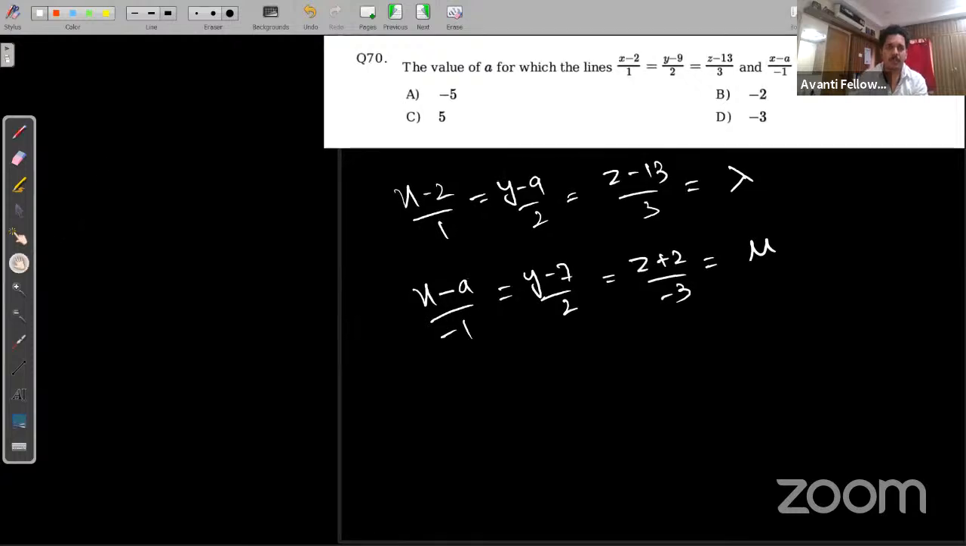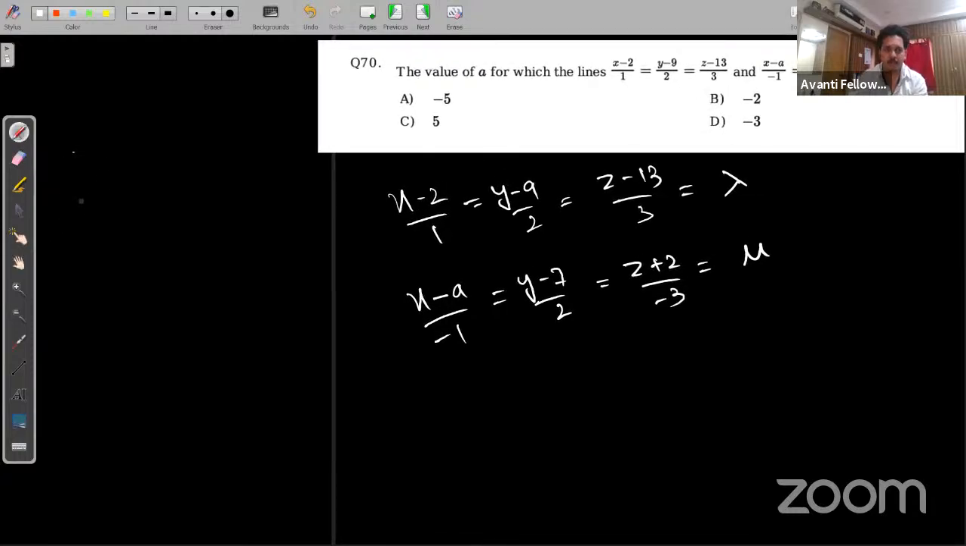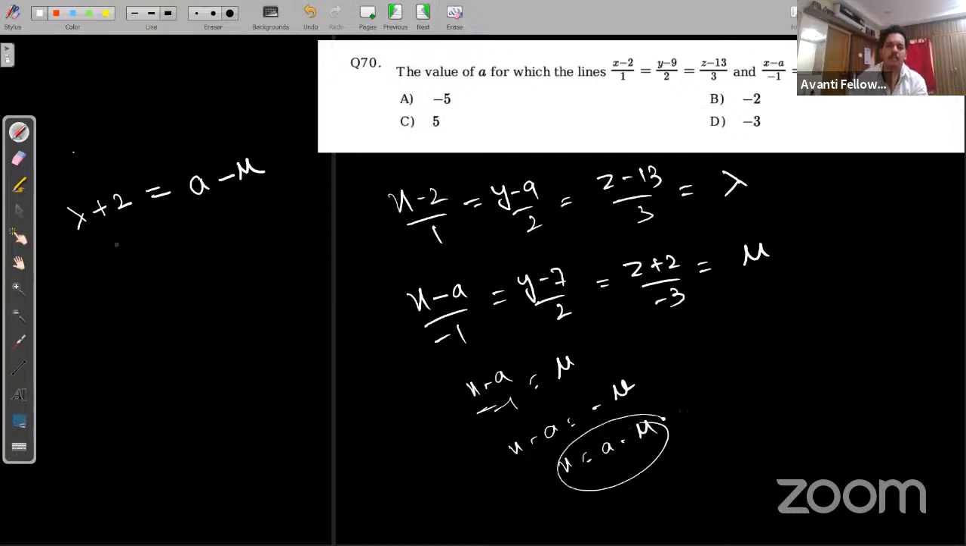Please be careful while writing the coordinates. What are the x coordinates for the first equation? It is lambda plus 2. Lambda plus 2 is equal to what is the x coordinate for the second line equation? It is a minus mu. I'm just equating x minus a by minus 1 is equal to mu, right? So x minus a is equal to minus mu, and x is equal to a minus mu. So that is how I got it. Okay, so this is one equation we got.